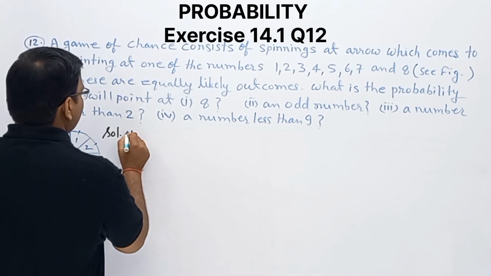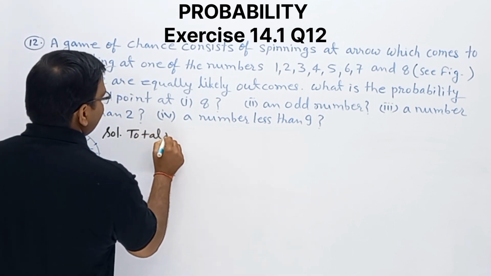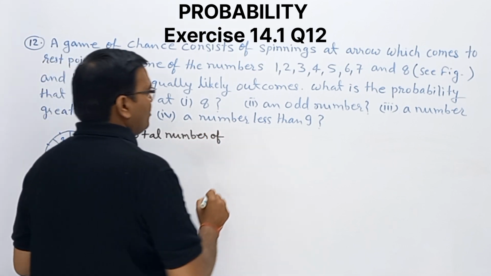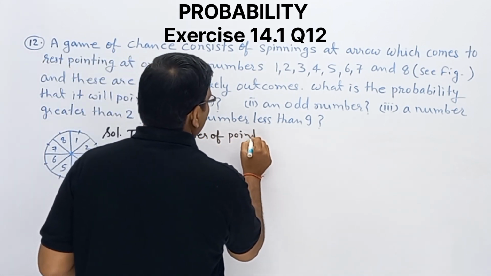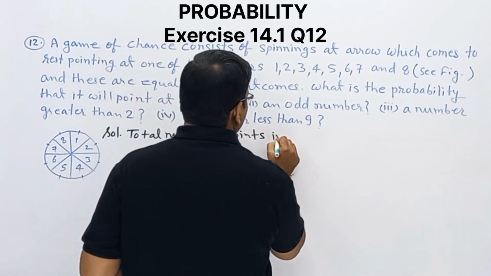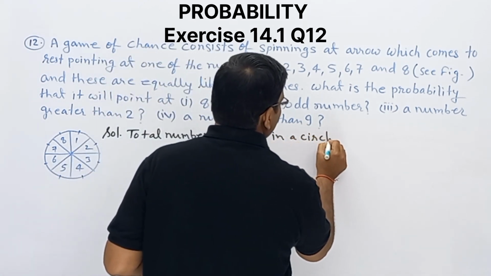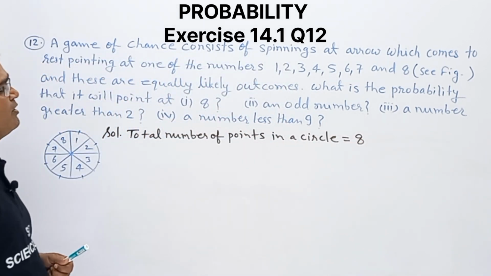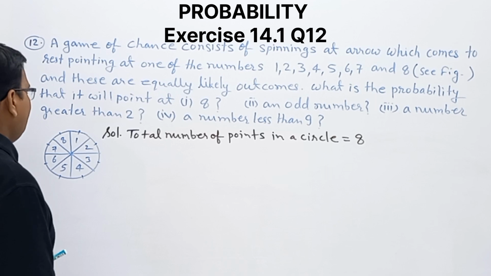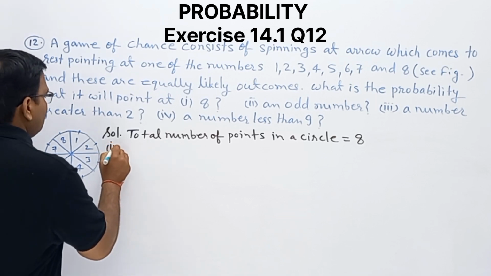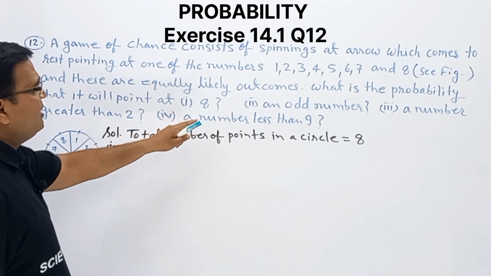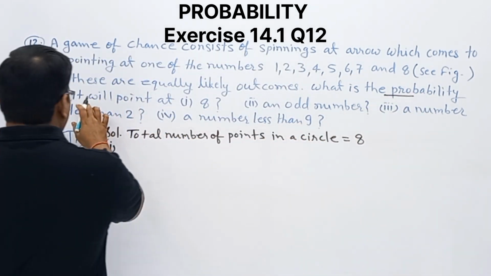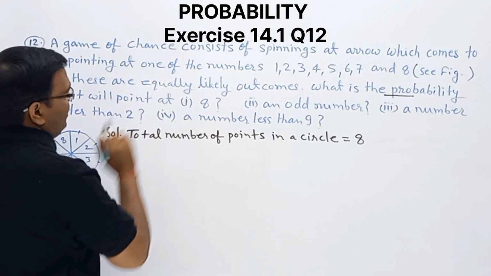Total number of points in a circle equals what? 8. We have 8 points. So the total number of points in a circle is 8. Now I am solving the first question. What do we want? The probability that it will point at 8.